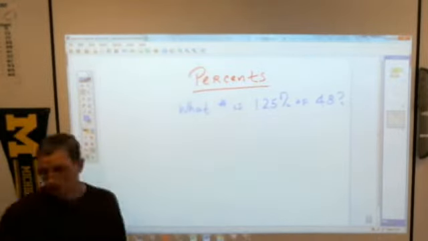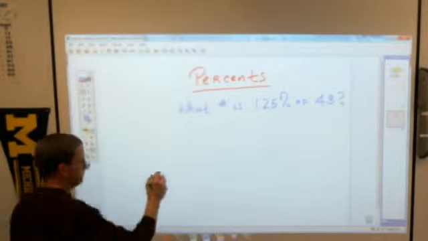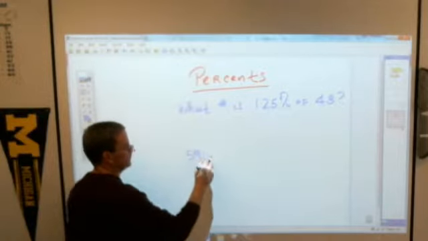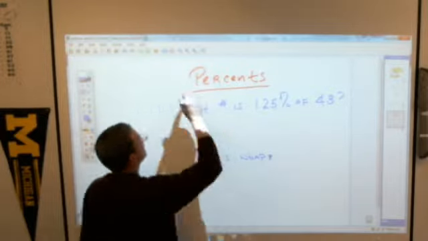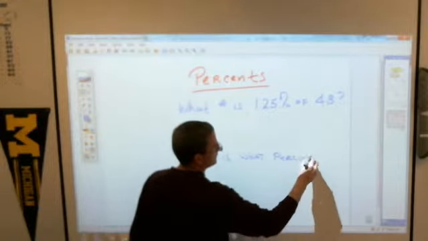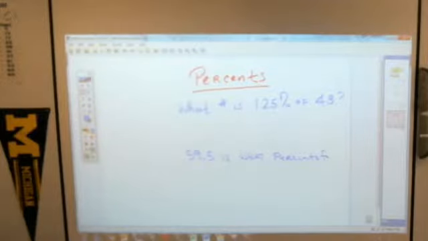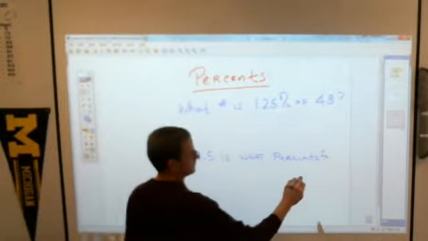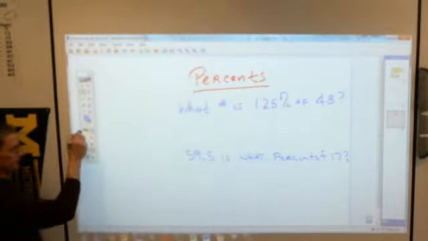Another question. And the other one I want to throw at you is this. 59.5 is what percent of 17? Anybody know what I'm going to tell you?